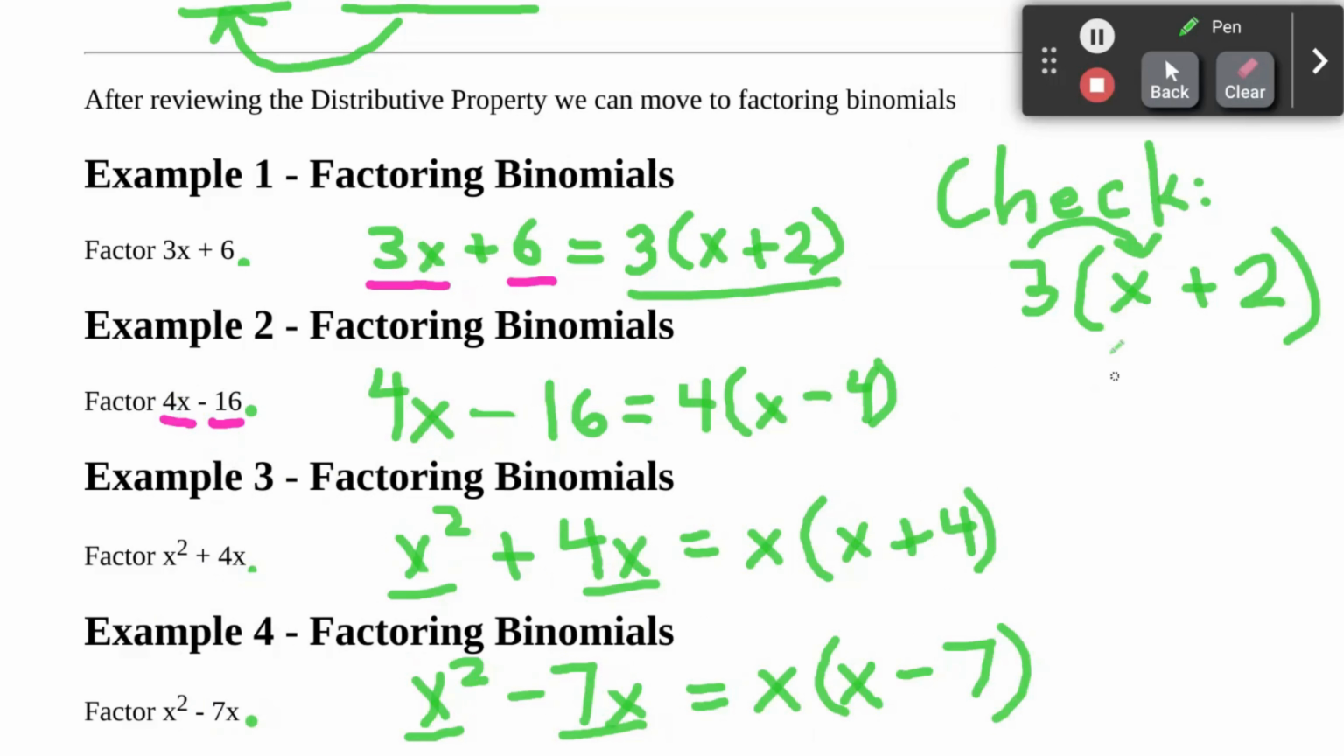So we do 3 times x, we get 3x. 3 times 2 is 6, so 3x plus 6. So both this and this match. So let me put a check. That checks, and this checks. They're the same. So it all checks out. We know we got the right answer. And you can do that for each one of these.